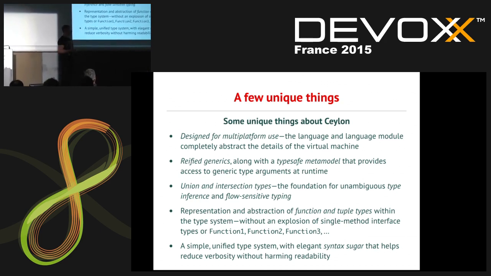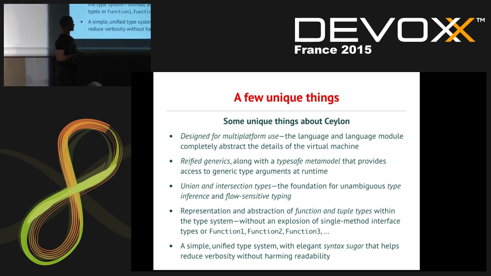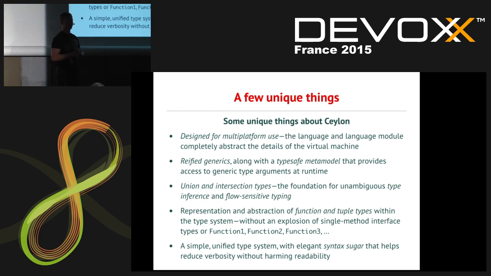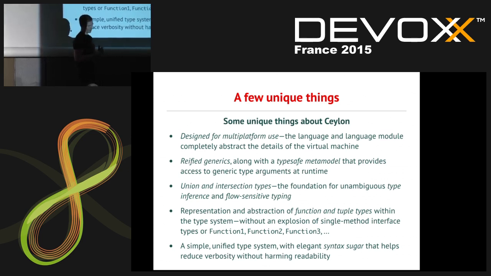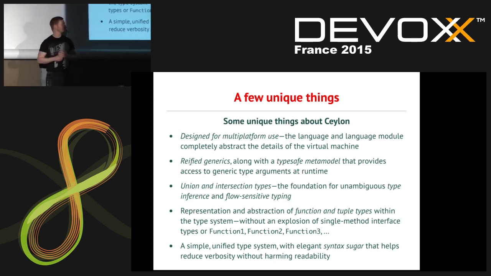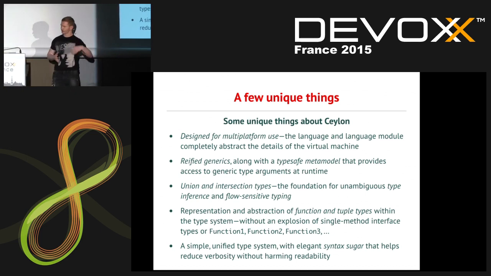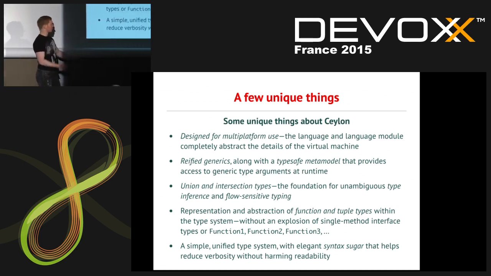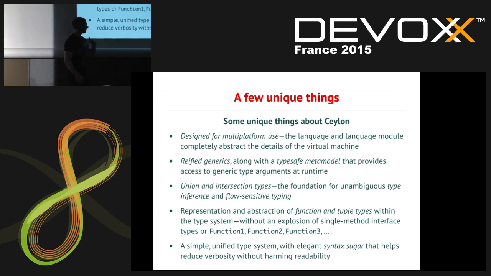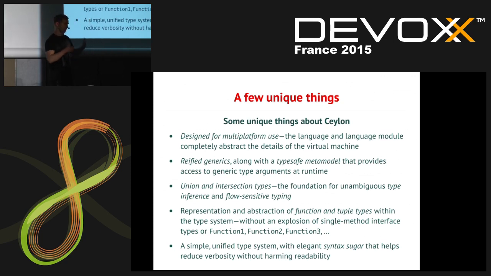The representation of function and tuple types in Ceylon is especially elegant. There's no explosion of function types, Function1, Function2, or Java's single method interface types. There's a single interface Callable and a single class Tuple, which are capable of abstracting over functions and tuples of arbitrary arity. This means that we can write higher order abstractions, functions which abstract over functions and tuples, over function and tuple arity, which means some pretty cool stuff, things like promises, libraries, and stuff like that. Overall, what I'm talking about is a language with a simple, unified type system, and then elegant syntax sugar, which takes care of the verbosity that can arise out of a very simple type system, without harming readability.